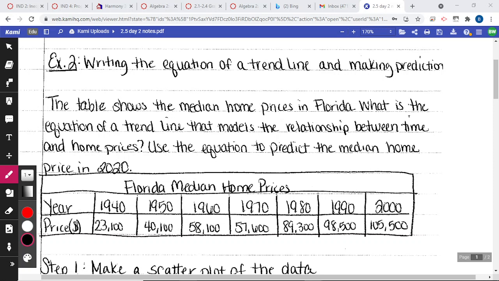So we had this data. The table shows median home prices in Florida. What is the equation of a trend line that models the relationship between time and home prices? Use the equation to predict the median home price in 2020. So we'll just pretend that we are before 2020 and we want to predict the home price in 2020.